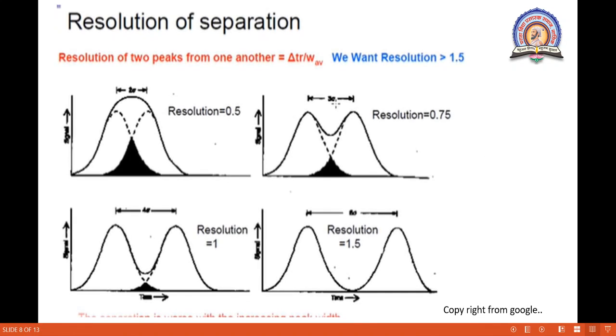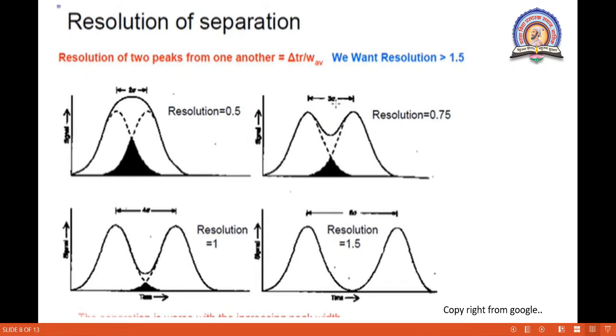Then here the resolution of separation. The resolution of two peaks from one another is found by this formula, delta T upon summation W, or average width. Okay. So in the previous slide we also concluded that if this resolution is greater than 1.5, then we get the greater separation, greater resolution.